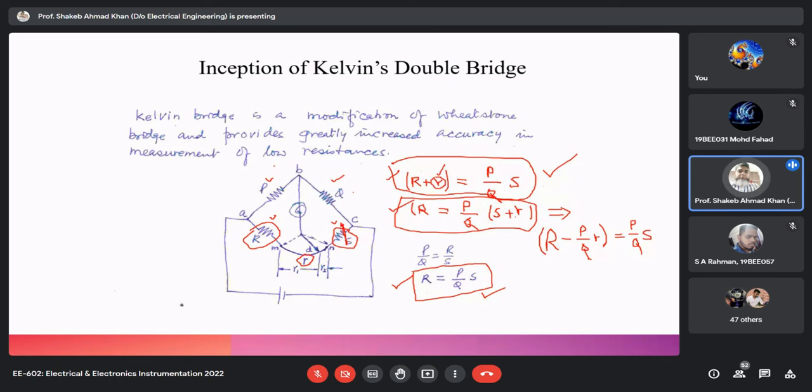तो एक तरीका तो ये है कि लीड एंड कॉन्टैक्ट रेजिस्टेंस हम मेजर कर लें, और that is not basically possible, and that is not feasible also. So we require a compensation. How can we compensate it?